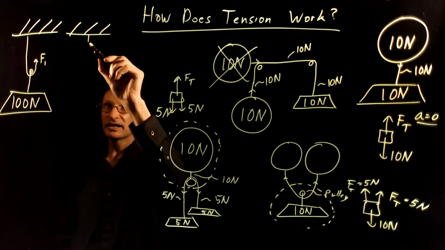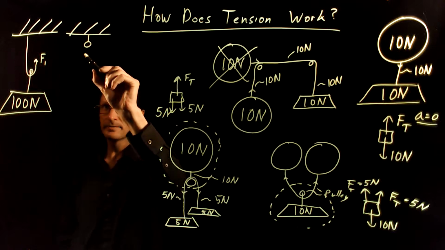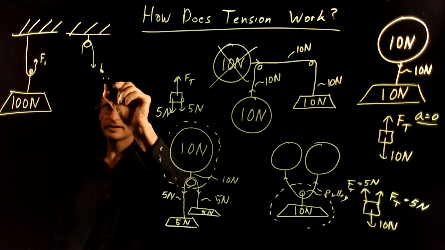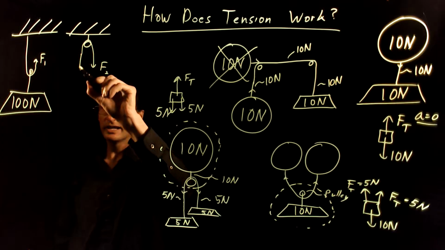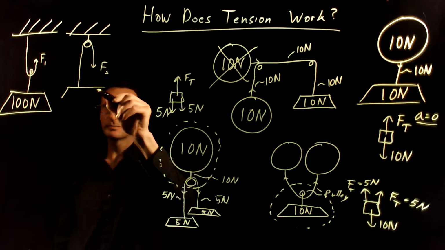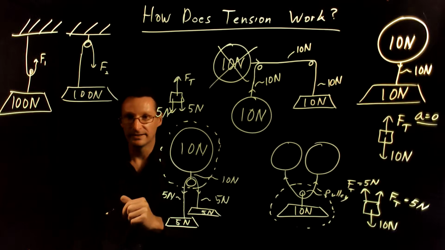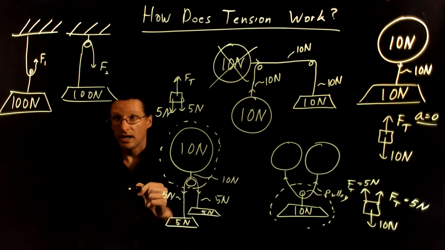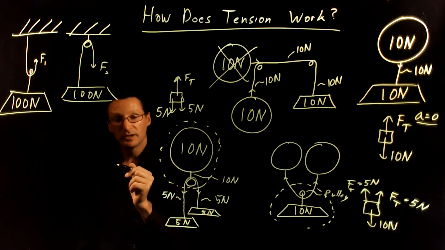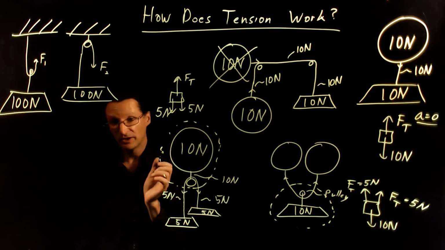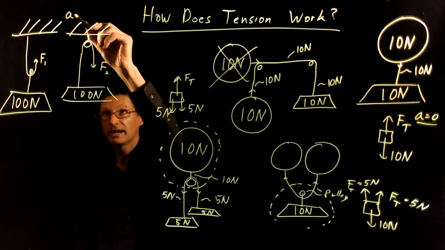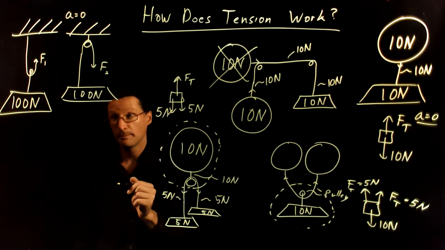And in this case, I'm going to attach a pulley to the ceiling. And I'm going to pull on this with a force 2. And I'm going to support, again, a 100 newton weight. So the question here is, which one of these forces is going to be bigger? Just to hold it there. So in both of these cases, my acceleration is going to be 0.